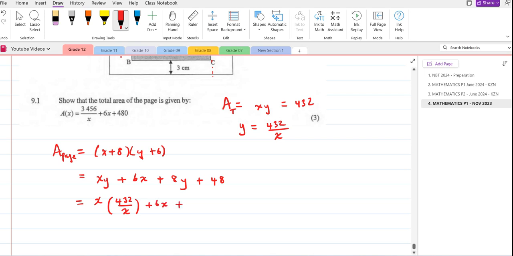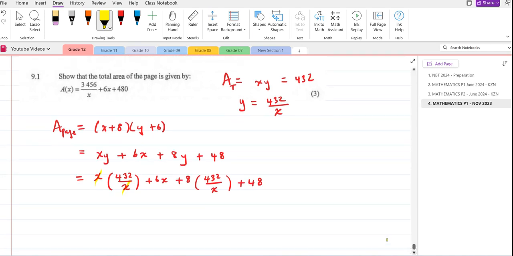What's Y? 432 over X plus 48. So what we know is that the x and the x cancel out. 432 plus 48 should get 480. We can see we got 6x, we got 480.